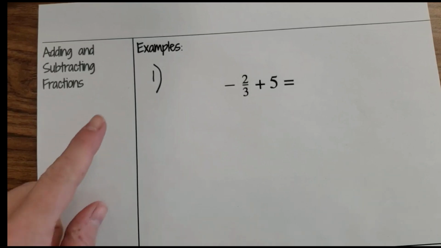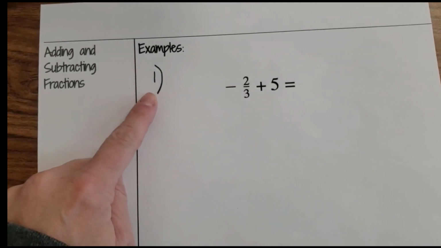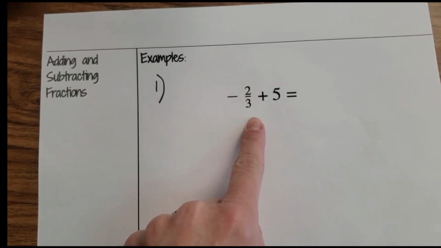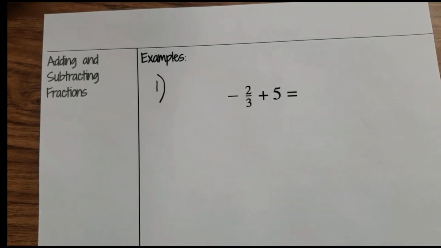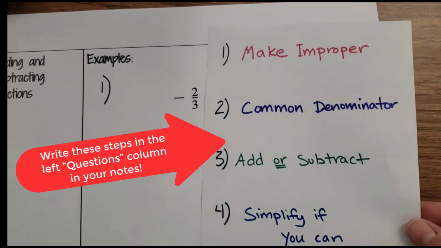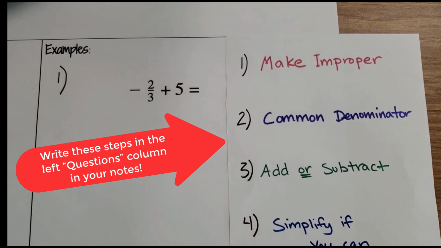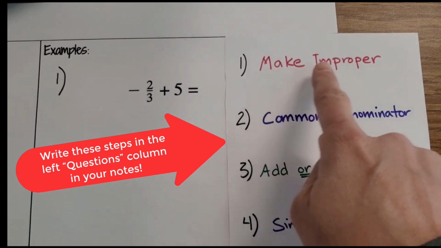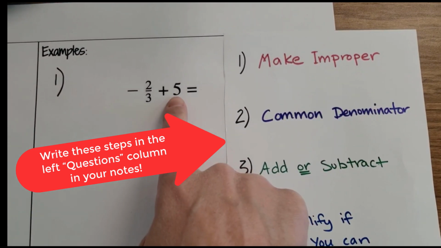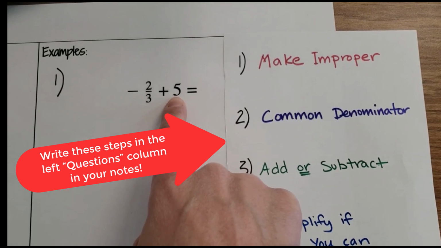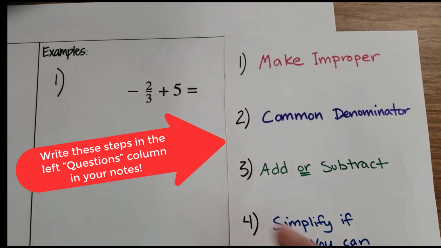All right, let's get ready for example number 1. Go ahead and write number 1 on your notes, and then I want you to copy down this problem, negative 2/3 plus 5. We're going to add these two numbers together. A couple things to keep in mind here as you are adding fractions. We want to first be sure that we have a numerator and denominator for both fractions. So we might need to make a fraction improper. And in this case, the whole number 5, we would need to make that as a fraction. And we know that we can make any whole number a fraction by writing it over 1.